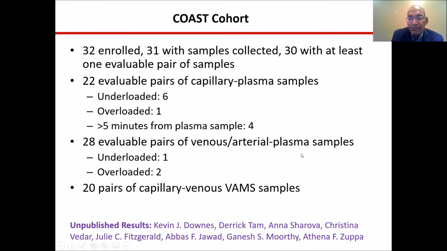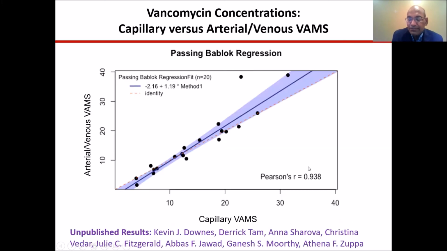So these are unpublished results from Dr. Kevin Downs and authors listed below. As you would see, this is the result from correlating arterial venous VAMS on the y-axis versus capillary blood on the x-axis for vancomycin. So this is the entirety of the data. As you would see, there's a reasonably good correlation.